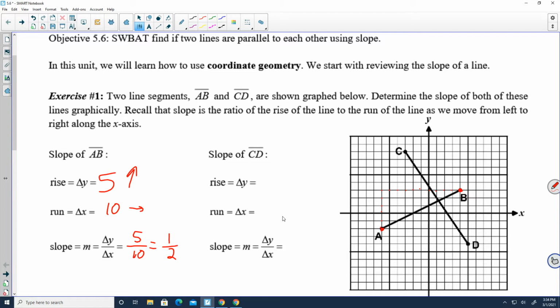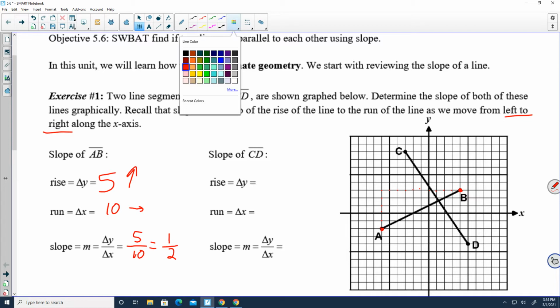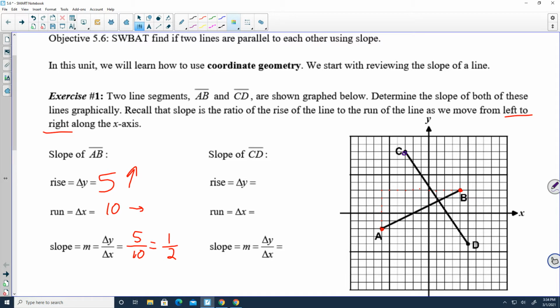Okay, so now we have CD. First of all, CD is going downhill. If I read it from left to right, it's going to be decreasing. So to find the slope of CD, I'm going to start at point C. The rise, or the amount of units that I'm going down, is going to be 1, 2, 3, 4, 5, 6, 7, 8, 9, 10, 11, 12. So we're going down 12. To the right, 1, 2, 3, 4, 5, 6, 7. Wait a minute, down 13. Let me try this again. I apologize.